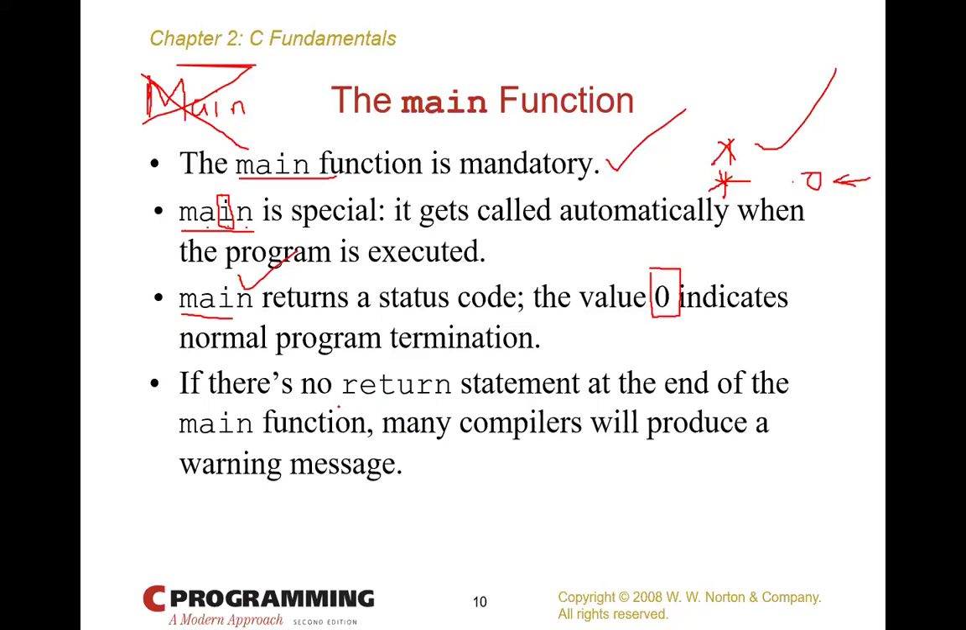Now, if there is no return statement at the end of the main function, many compilers will warn you that you are creating a danger. Because if you don't make return 0 your last line, there is no way the compiler will know that the main function has completed execution. There is no way it will be able to save memory. So some compilers will warn you. Actually, some compilers would never execute your code if you do not end it with the return statement.